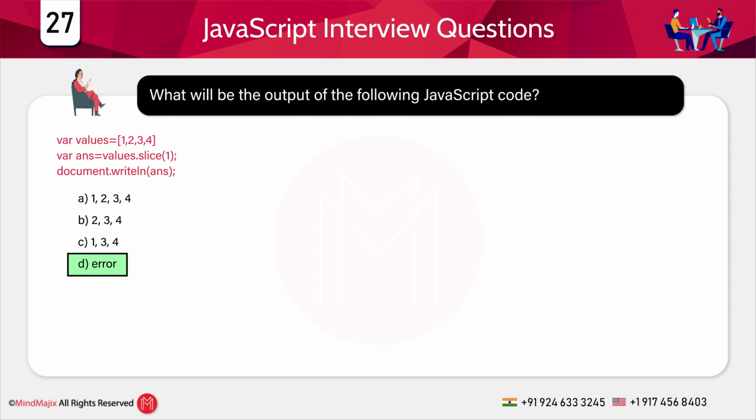The slice function is used to remove the values from the array. The slice function accepts two arguments, the starting point and the ending point. As in the above function, only one argument is passed. So therefore, it will result in an error.